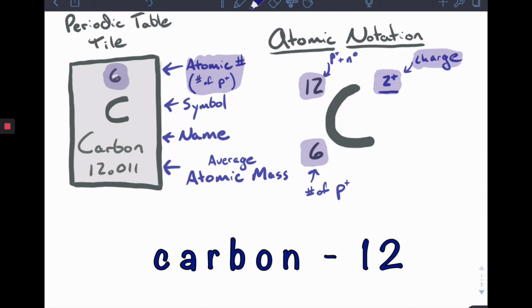Now, calculating the number of neutrons can be a little bit trickier, so we'll watch that in the next video.